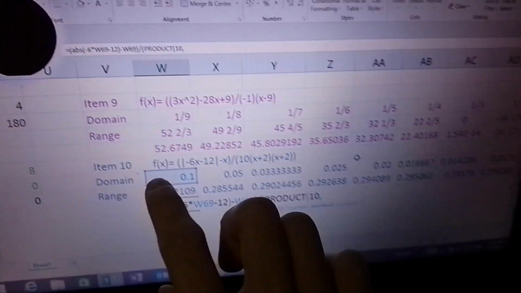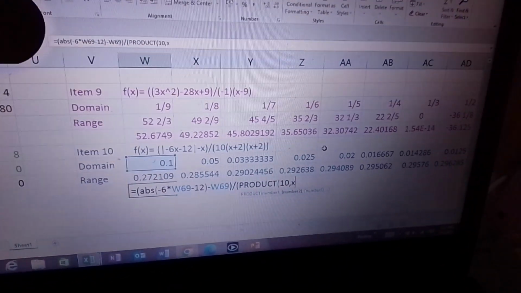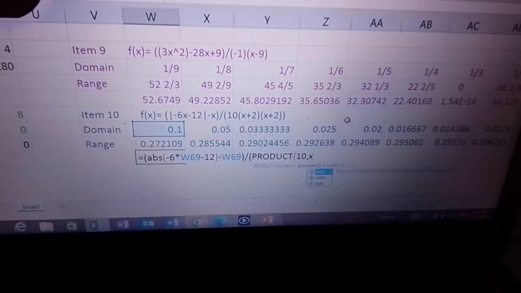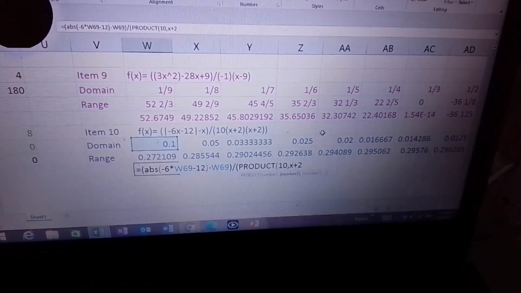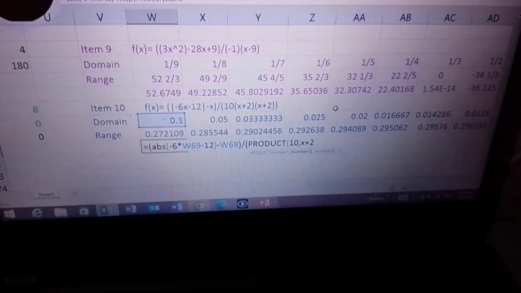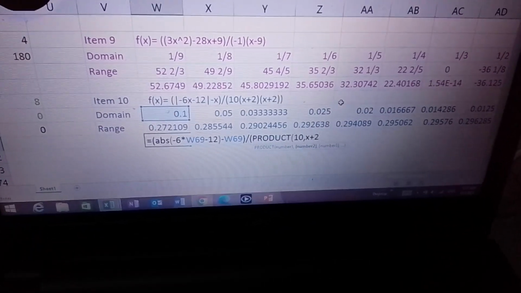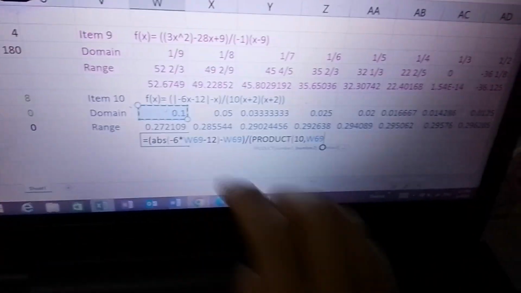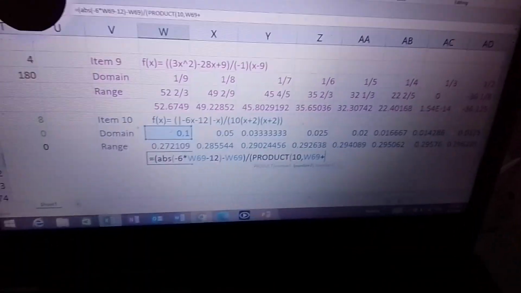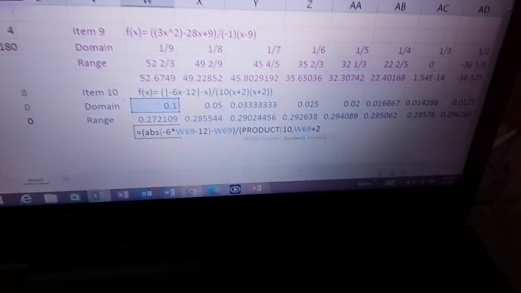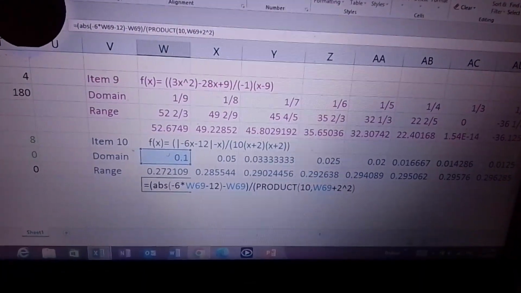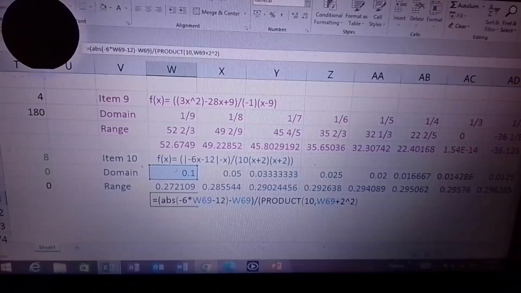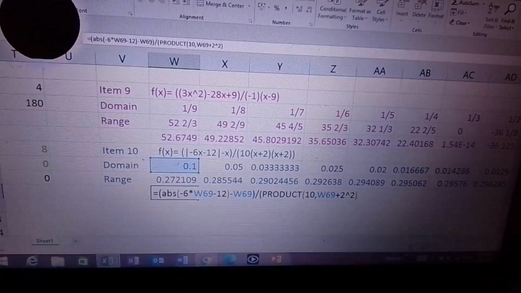Wait a moment. x plus 2, or you can do x plus 2 squared. That's also possible. You can square it, and then don't forget to put parentheses to lock it down. You should lock it.